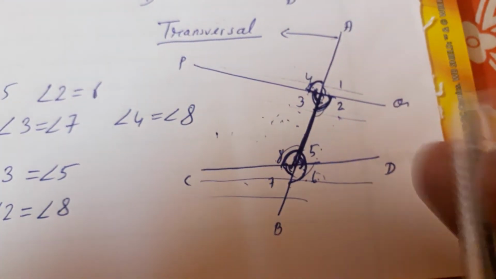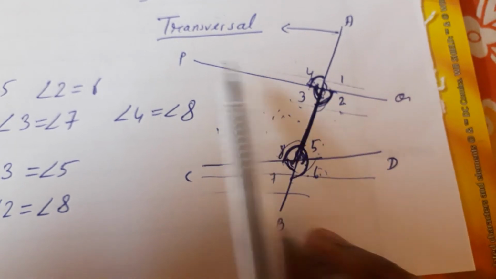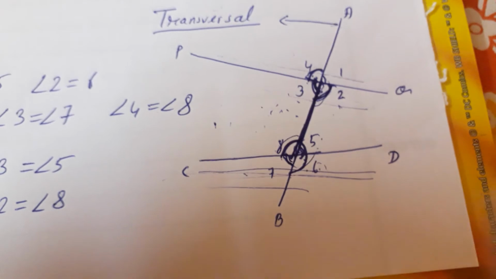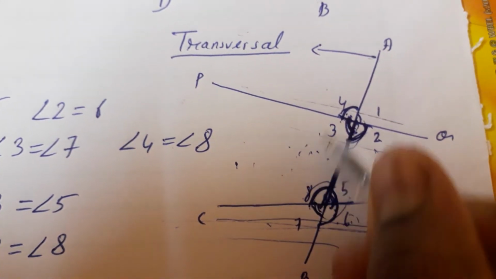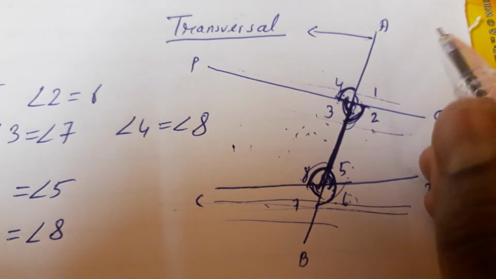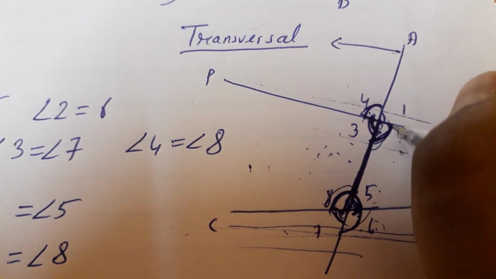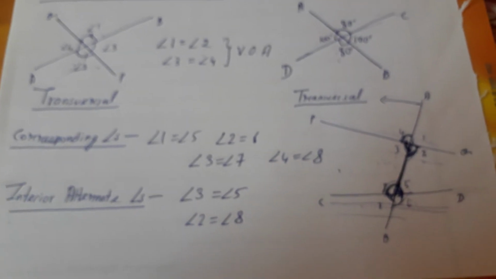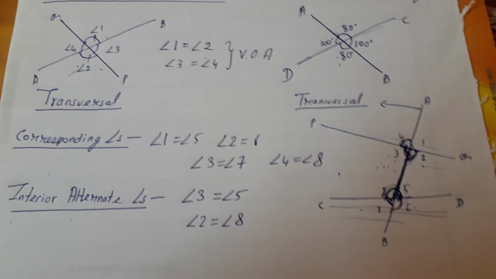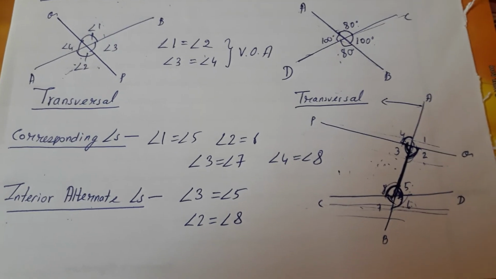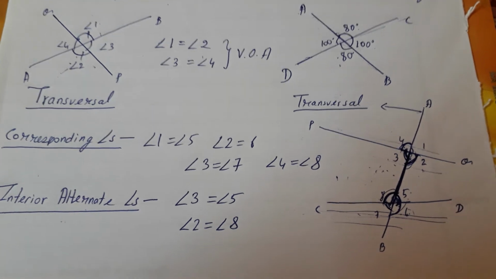Okay, so which is the interior portion? The interior portion is between these two lines. So alternate interior angles: in the interior portion, the alternate angles mean angle 3 will be equal to angle 5 and angle 2 equals angle 8. Okay, so this is all about your alternate interior angles. Let's see with an example with corresponding angles and alternate interior angles, then it will be very clear to you.